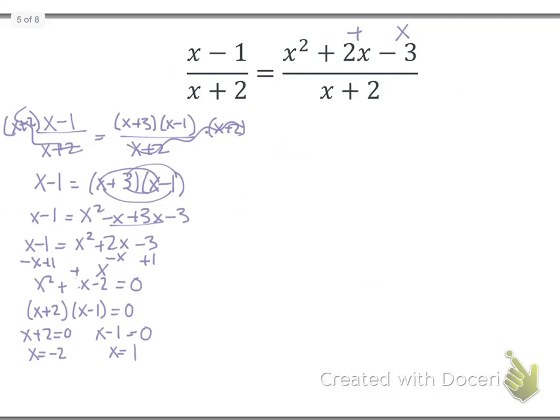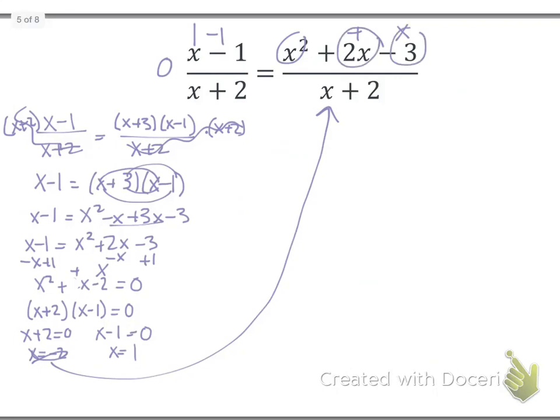We plug it back in and check it. If I plug a negative 2 in here, I get 0 in the bottom, so it automatically knocks him out. So my next check is 1. So when I plug 1 in, 1 minus 1 right here gets me 0. 0 divided by any number is going to get me 0 on that side. So then I check my next side. 1 squared is 1, plus 2 times 1, which is 3. 3 minus 3 gets me 0. So 0 equals 0, so 1 is a possible option.